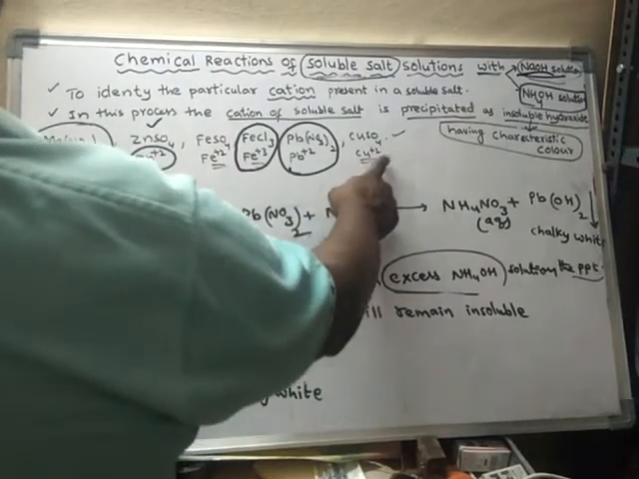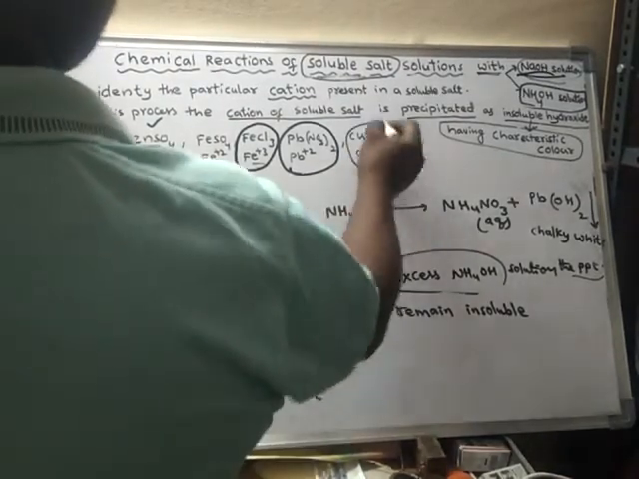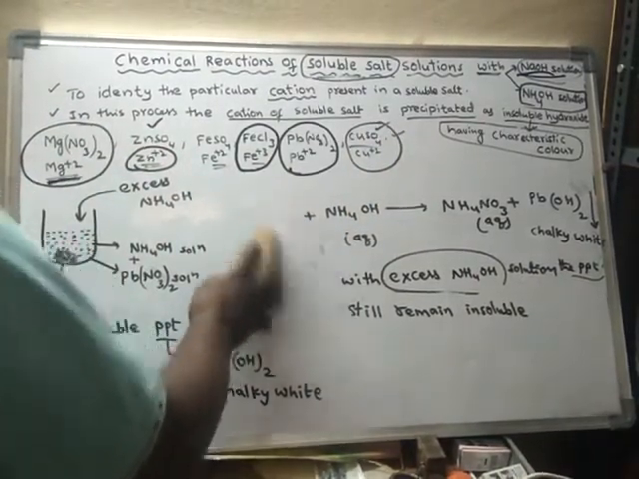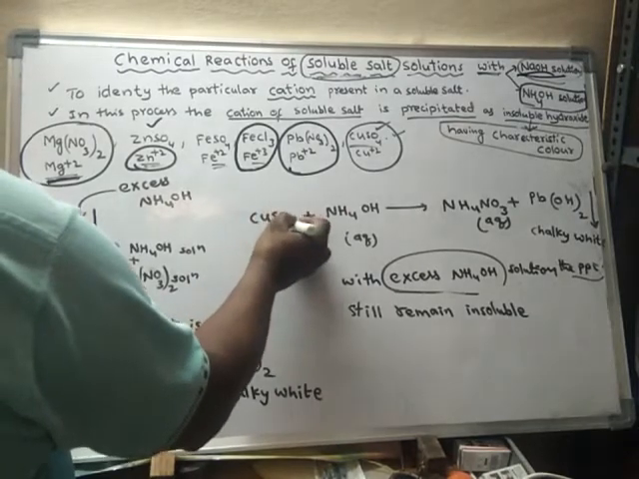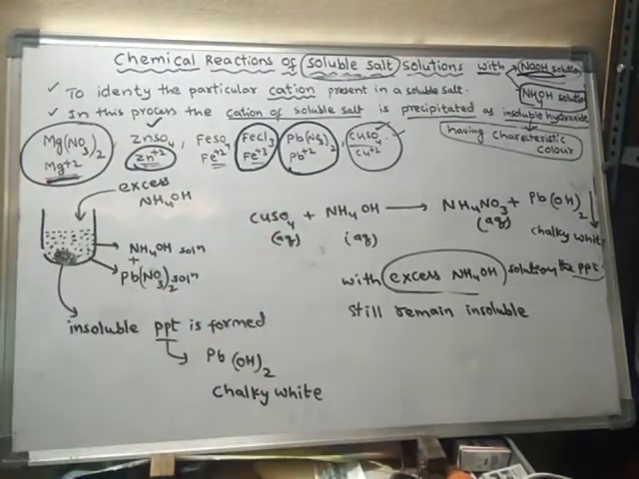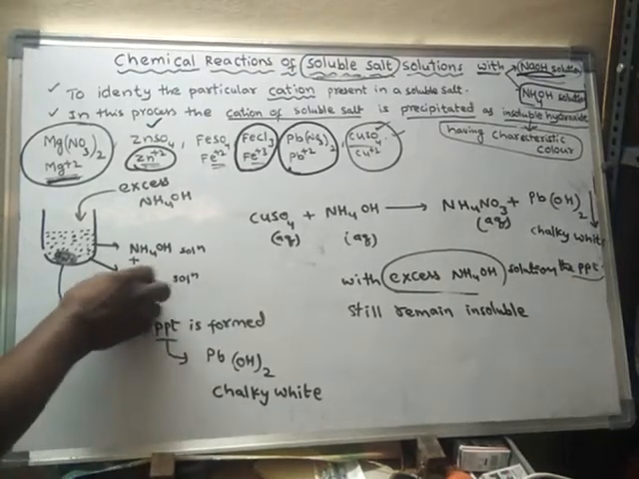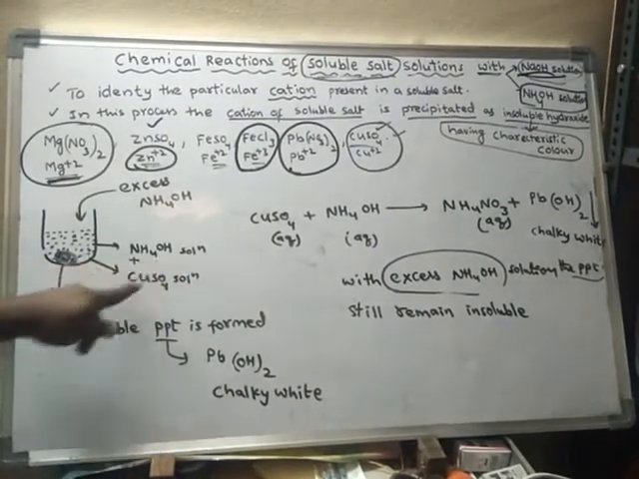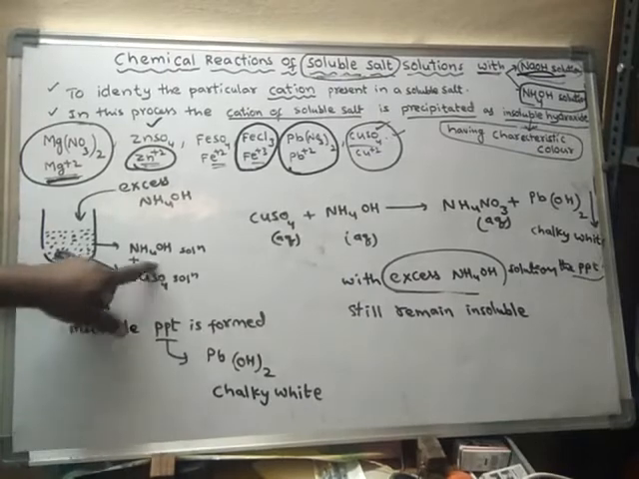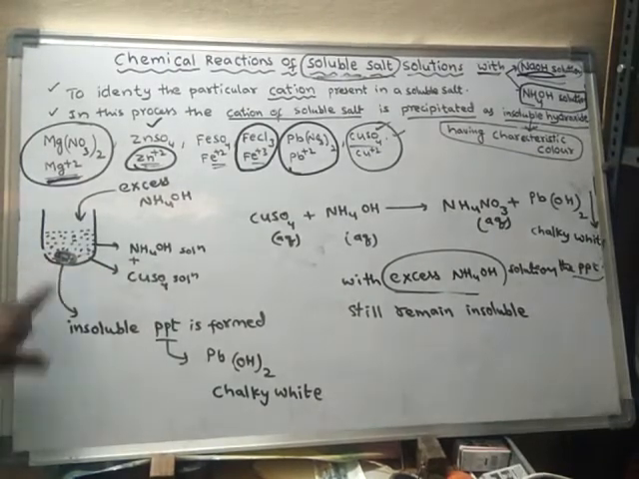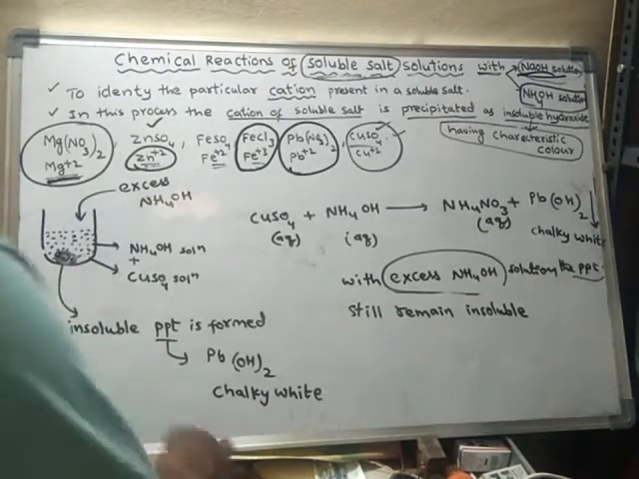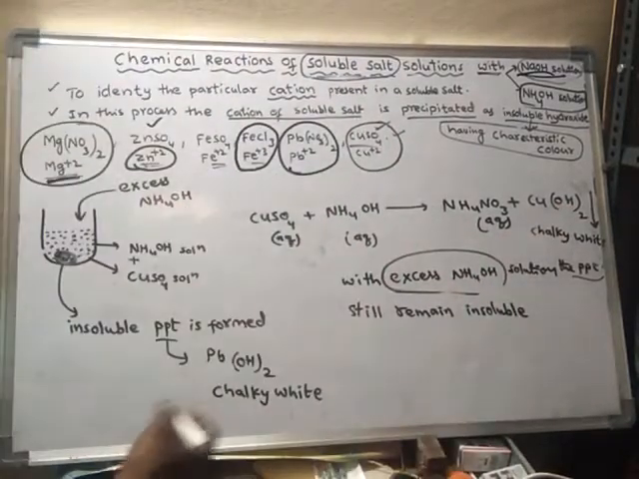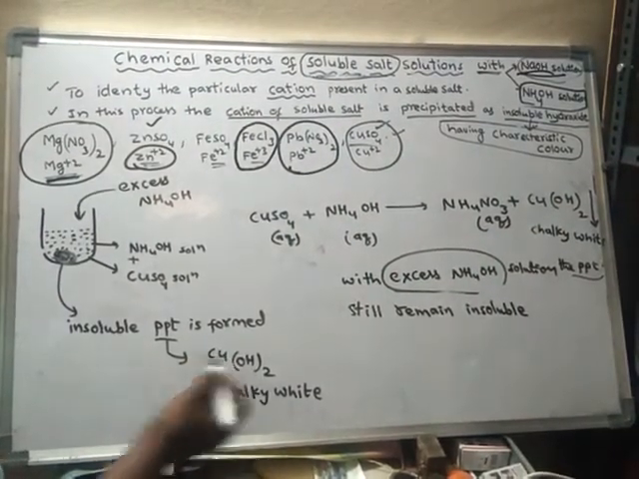Now we will take another soluble salt, copper sulfate. Change the salt, take a fresh test tube, and add copper sulfate aqueous solution. So what solutions do we have now? Copper sulfate and ammonium hydroxide solutions. A reaction takes place between these two, and again an insoluble precipitate is formed. What is the insoluble precipitate here? It is copper hydroxide.